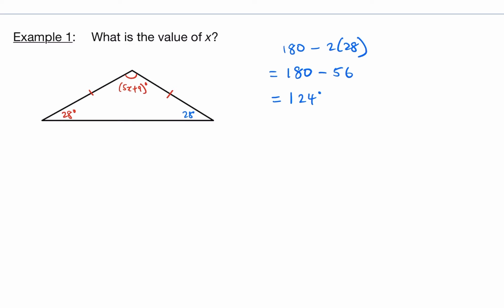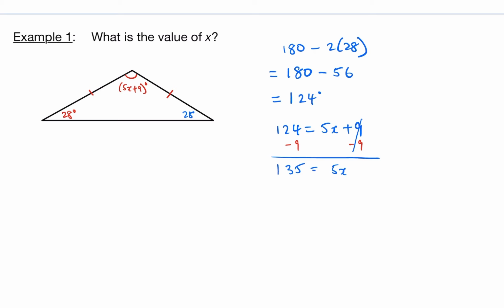We are told in this problem that this angle is equal to 5x plus 9 degrees. So we're going to set this equal to 124 degrees. So we'd say that 124 is equal to 5x plus 9. Now we can solve for x first by subtracting 9 from both sides. When we do, we're left with 5x, and that's going to equal 135, because these cancel out.